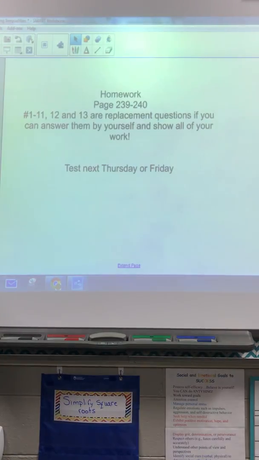Homework, page 239, 240, numbers 1 through 11. 12 and 13 are replacement questions if you can answer them by yourself and show all of your work. Make sure 1 through 11 also you show all of your work. I need to see the inequalities in addition to the answer in a well-written sentence with your inequality words in your sentence.